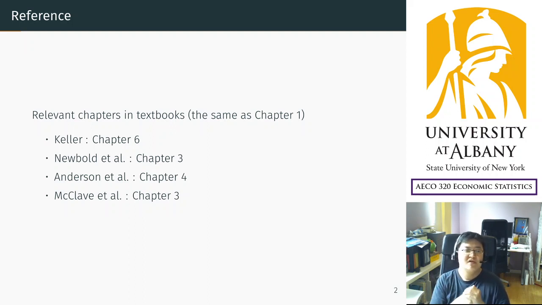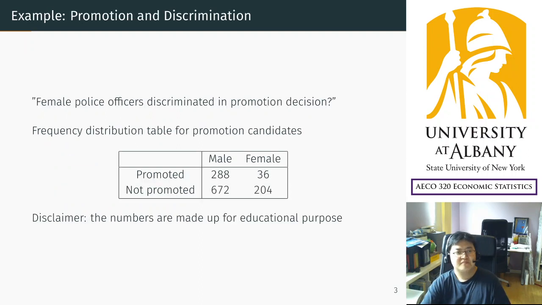In the textbooks, conditional probabilities are in the same chapter as the general probability chapter. So this chapter is based on the same chapters as the first one, but will go into more depth.